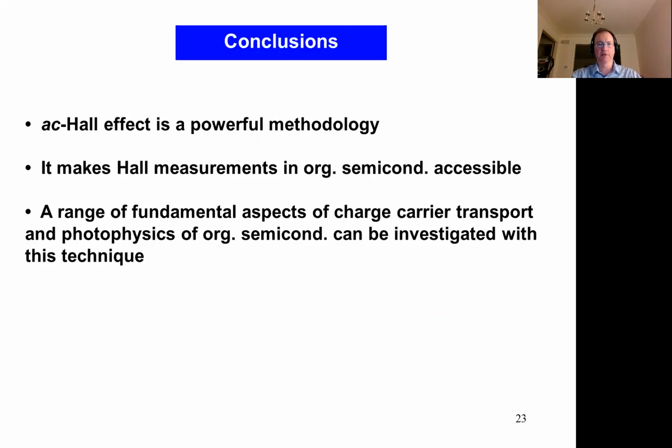So with this, let me conclude by saying that I hope I was able to show you that AC Hall effect measurement is a powerful methodology. It makes Hall measurements in organic semiconductors relatively easy, much easier compared to the DC measurements. And we can obviously address a range of fundamental problems of charge carrier transport and photophysics in organic semiconductors, and also in other low mobility materials, by using this methodology.